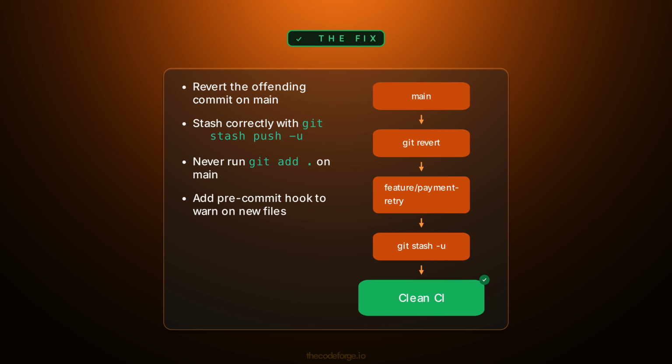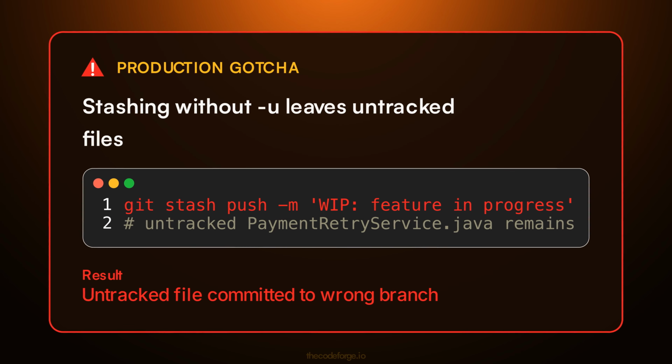The team added a rule to never run git add on main and added a pre-commit hook to warn when new files are staged on main. This is the exact mistake from the incident.